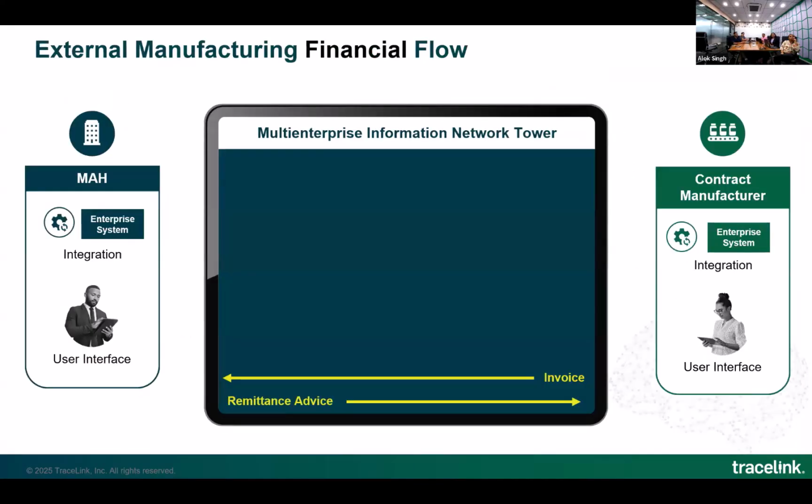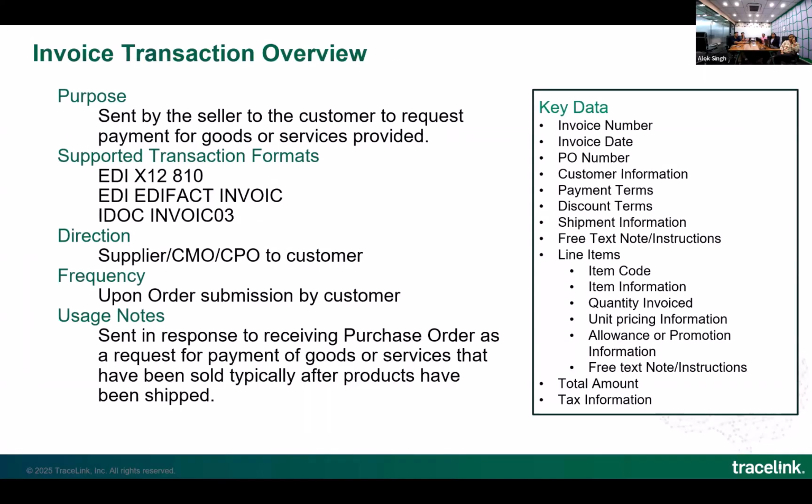Now, the final part: when the products are ready by CMOs, they can ship the products, or the products have been shipped. Then the last part that comes is the financial part. In the financial part, CMOs will raise an invoice for the order that they manufactured, and then MAH responds. MAH users or their finance team process the invoice, release the payment, and then they trigger another message called remittance advice, which tells that the invoice has been processed and all the payments have been released.